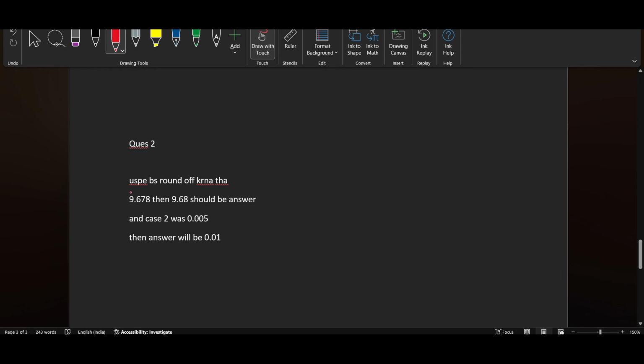The second question was just to round off: 9.678, then 9.68 should be the answer, and case 2 was 0.0005, then the answer will be 0.01. So this kind of round-off question was there.